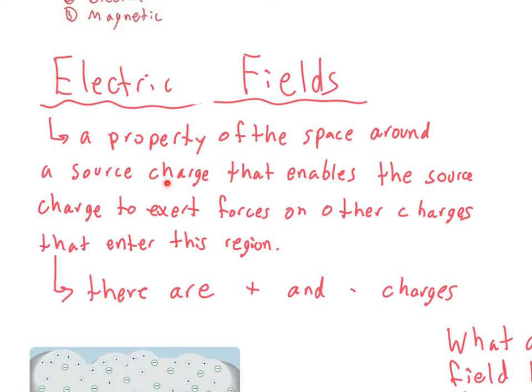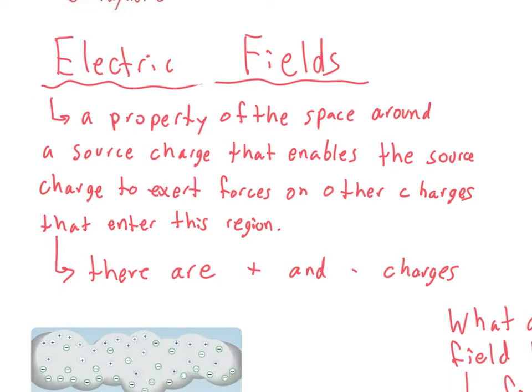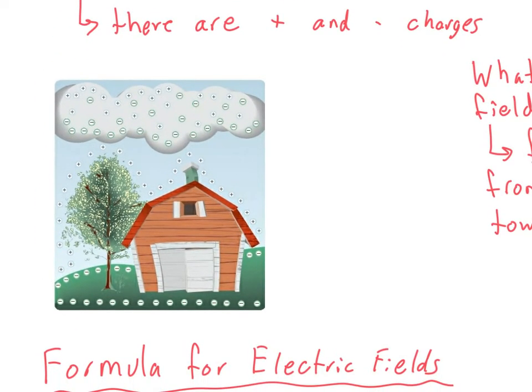The big difference between an electric field and a gravitational field is this word charge. With our gravitational field, it was masses. Now it is charges. And we need to understand that there are positive and negative charges. I've attached a picture from the textbook diagram, and you'll see positives and negatives all over the place in this diagram.